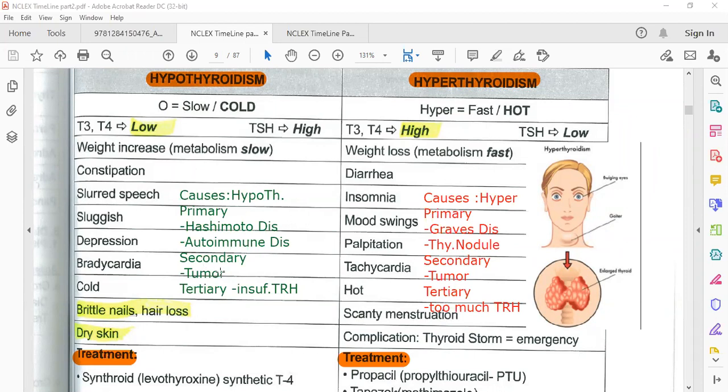Due to the tumor, the cause of hypothyroidism is called secondary. And tertiary is the issue with the hypothalamus in the brain. The hypothalamus produces insufficient TRH. T stands for thyroid, R for releasing, H for hormone.